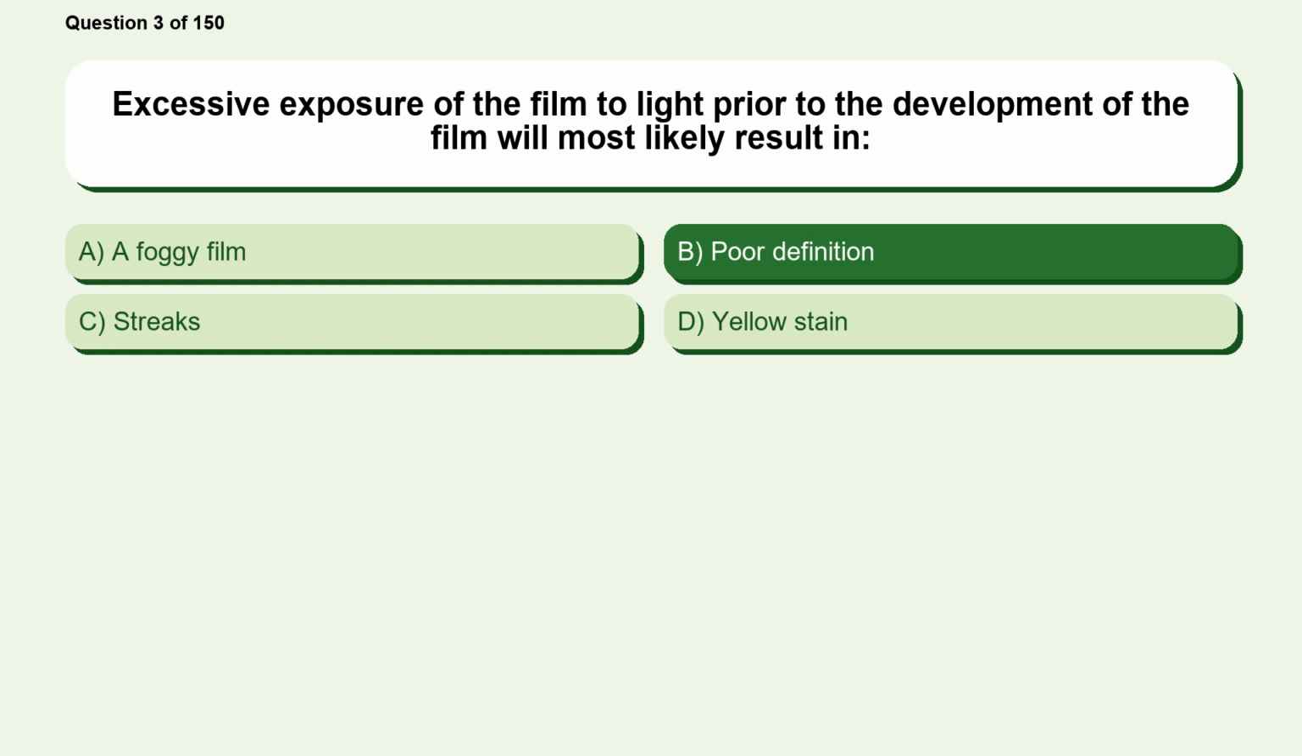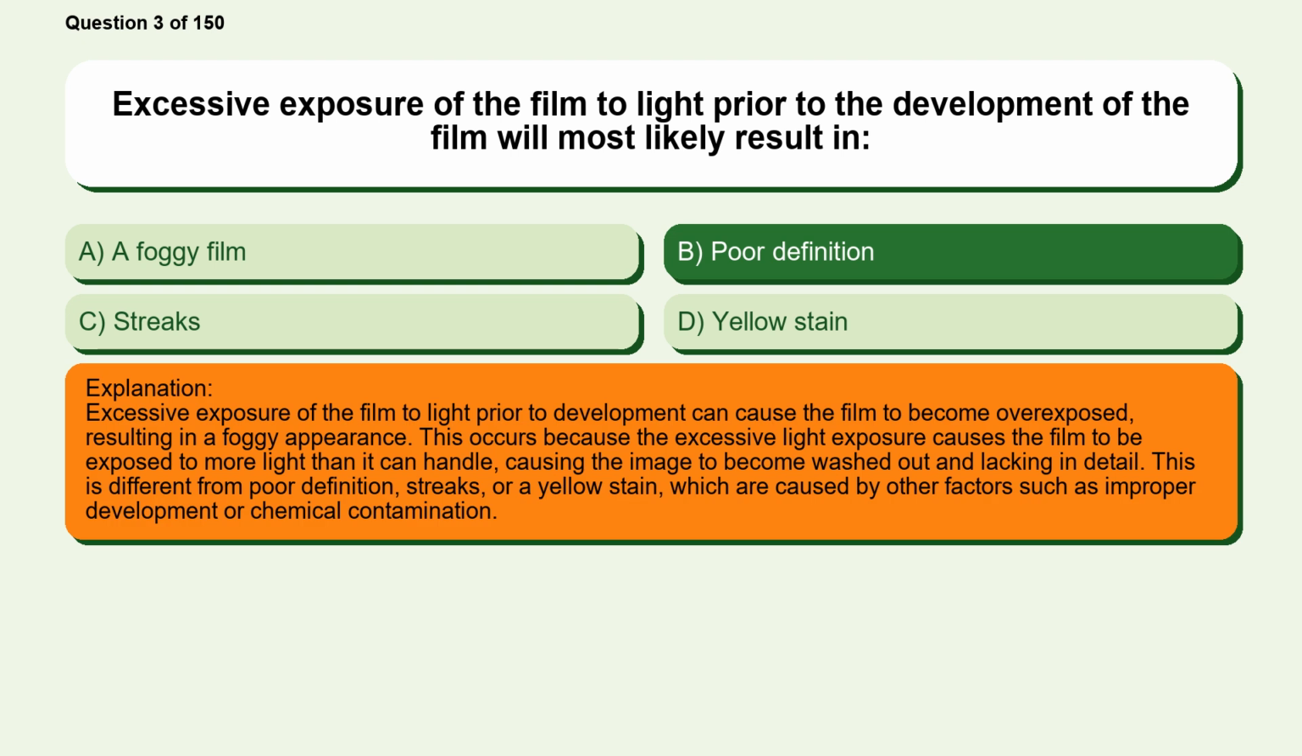Poor definition. Excessive exposure of the film to light prior to development can cause the film to become overexposed, resulting in a foggy appearance. This occurs because the excessive light exposure causes the film to be exposed to more light than it can handle, causing the image to become washed out and lacking in detail. This is different from poor definition, streaks, or a yellow stain, which are caused by other factors such as improper development or chemical contamination.